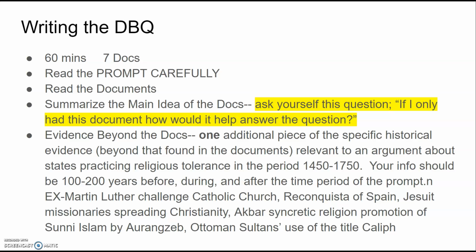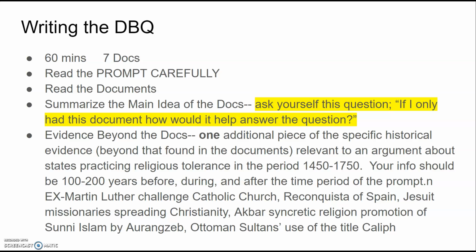All right, read the documents carefully. Write on the outside margins of each one of the documents. You really want to get the main idea of the documents, recognize what the documents are talking about. Basically, ask yourself: if this was the only document that I had to answer my prompt, how would this document help me? That's how you really need to approach each one of your documents.